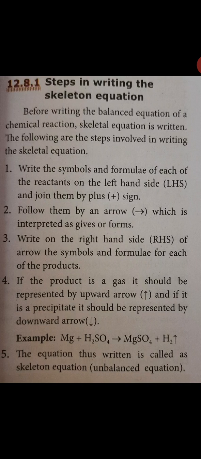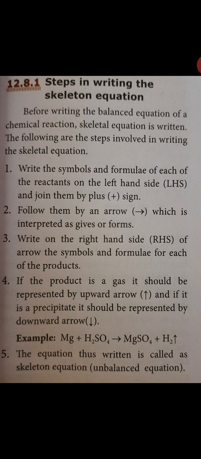On the left hand side, for example, for carbon dioxide it means C plus O2. So this is the reactant, and like this, joined by plus symbols, you have to write it. Then after completing the left hand side, follow it with an arrow. After completing C plus O2, the arrow denotes "gives" or "forms".